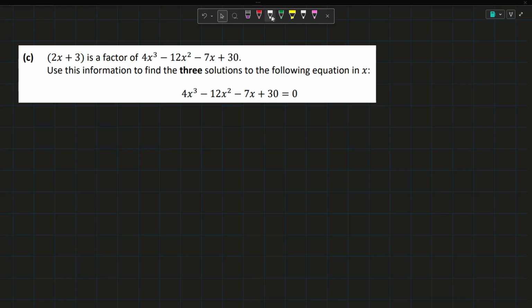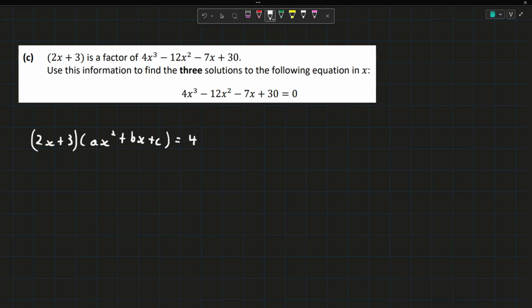In part C, we're told a factor of a cubic and told to use that to find 3 solutions to the cubic. So you could use polynomial long division here, but what I prefer to do is say that if this is a factor, that means that if we multiply this factor by something else, which is going to be a quadratic, because we want it to be a cubic, linear times quadratic gives cubic. So we don't know what the quadratic is, it's ax squared plus bx plus c.